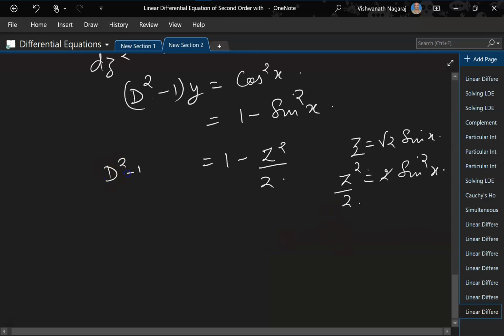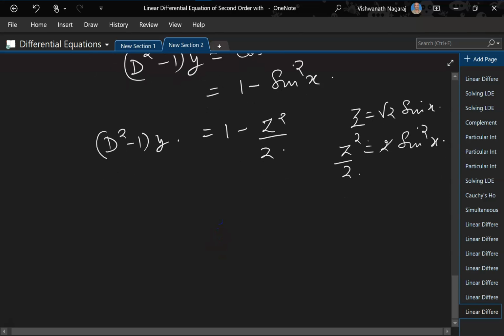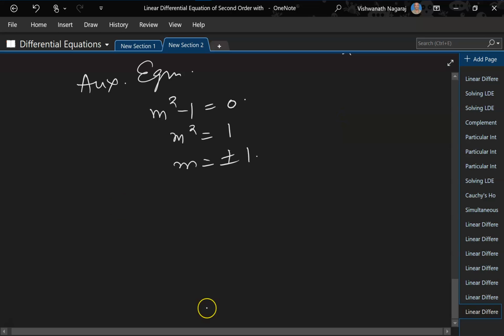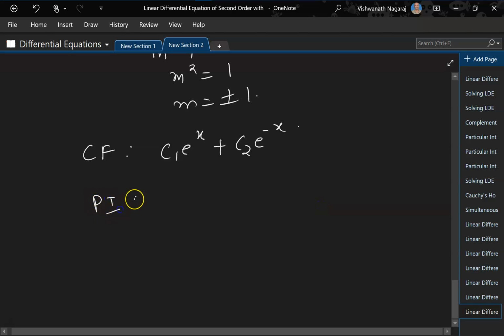So this becomes D square minus 1 y. And this we know how to solve. Yes. Auxiliary equation, m square minus 1 equal to 0. So m square is equal to 1. So m is equal to plus or minus 1. So which means the complementary function is c1 e to the power of x plus c2 e to the power of minus x. Now the particular integral.